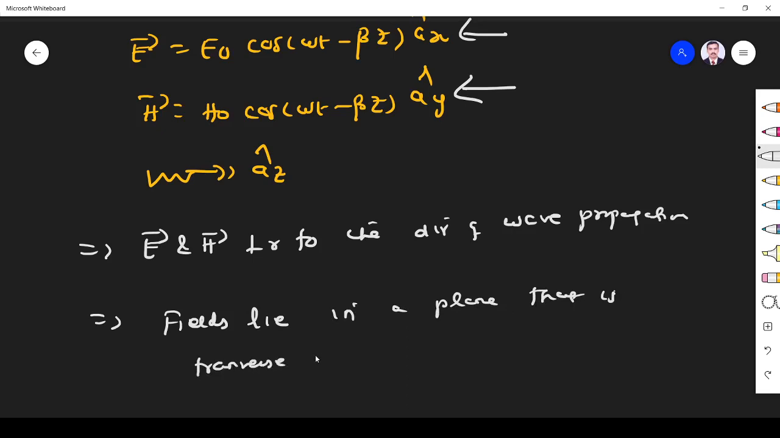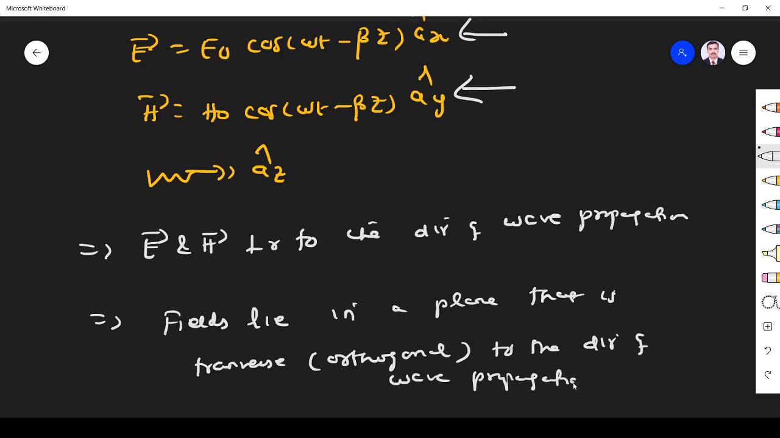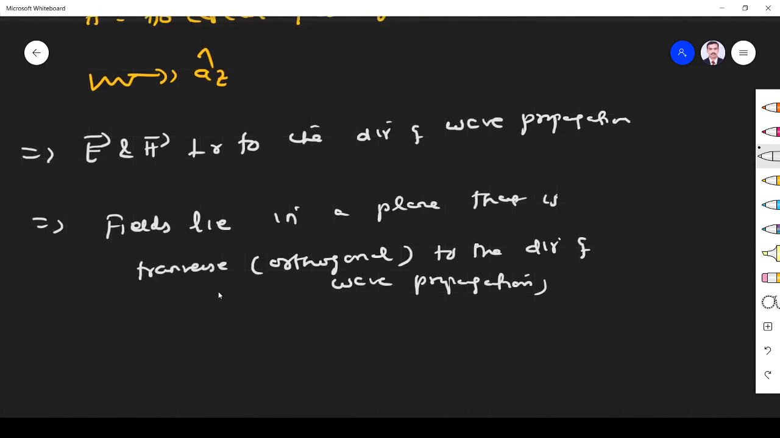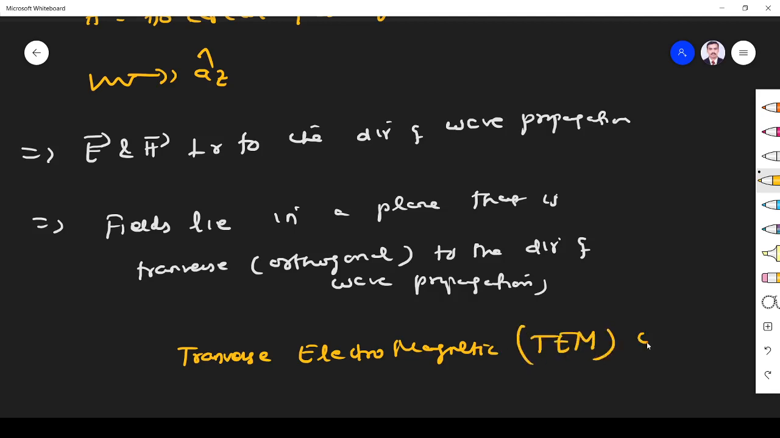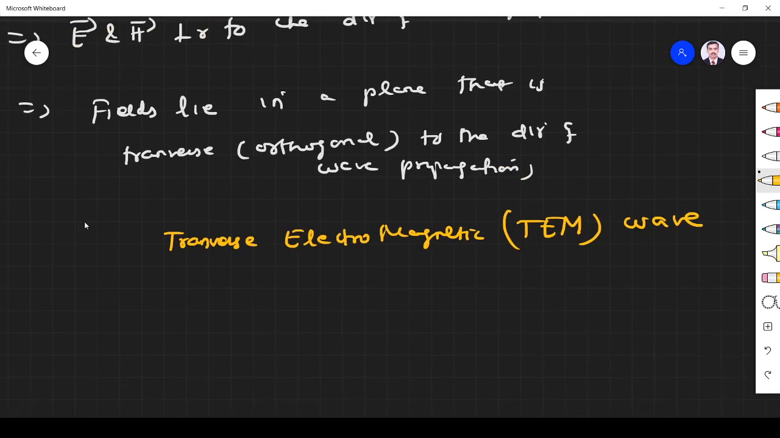transverse or orthogonal to the direction of wave propagation. Yes, because the fields lie perpendicular. Orthogonal is nothing but perpendicular or transverse. So perpendicular to the plane. That's why such a wave is called a transverse electromagnetic wave. That is nothing but TEM wave. Fine. So this is very, very important, right?